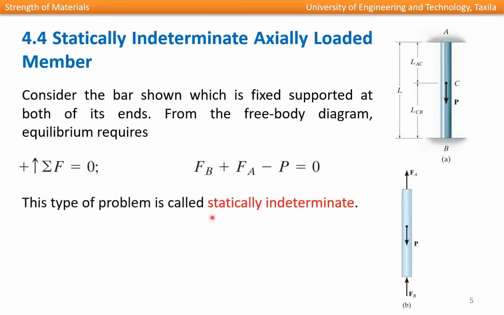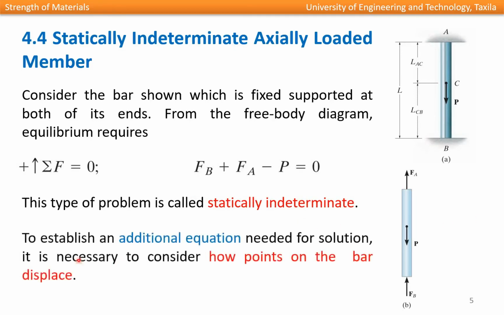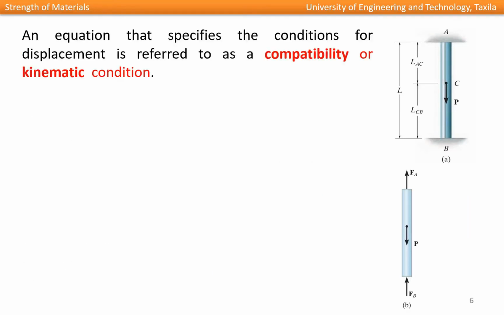So this type of problem is called a statically indeterminate case or statically indeterminate structure. To establish an additional equation needed for the solution, it is necessary to consider how points on the bar displace. For example, if we look at this free body diagram, end A is fixed and B is fixed. So end A cannot move or displace with respect to end B, or we can also say that end B cannot be displaced with respect to end A. So by using this, we can develop a compatibility equation.